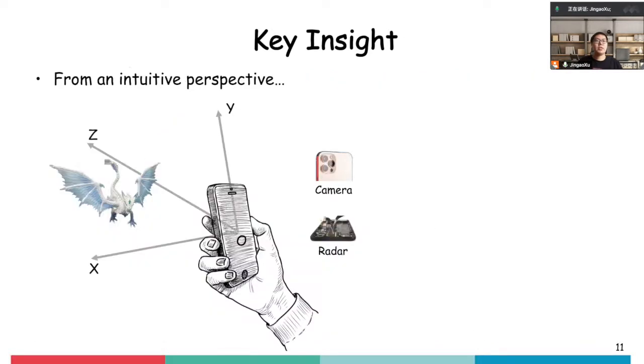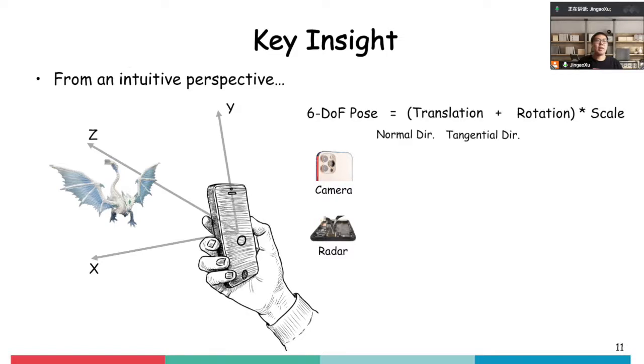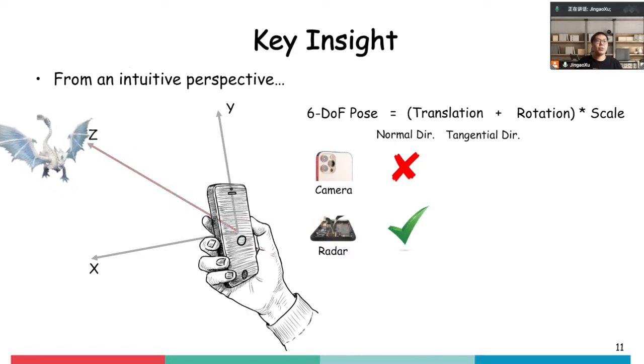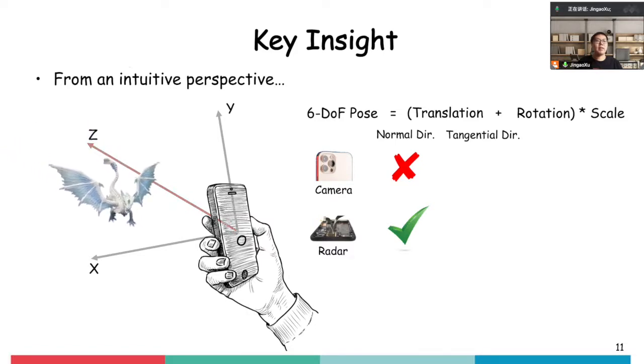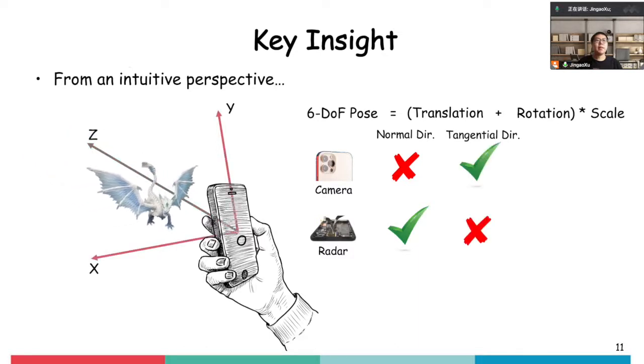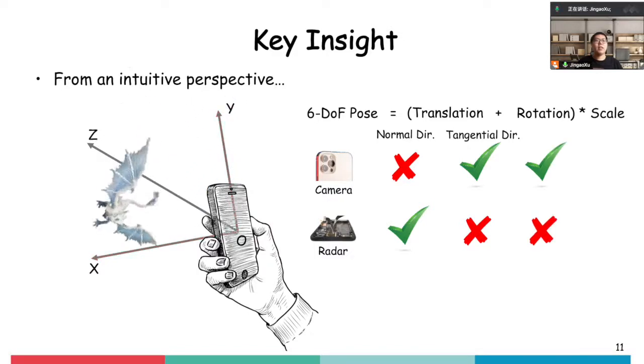Let's think about the rationale behind the effective fusion. The 6 degree of freedom pose can be decoupled into normal translation, tangential translation, rotation, and scale. Among these 4 tasks, the camera and radar have their individual advantages. For example, it is difficult for a monocular camera to measure depth, but the depth can be easily obtained by a ranging radar. In contrast, for the tangential direction, vision-based solutions will accurately track objects by pixel or feature point matching. Further, the vision-based solutions can track the object's rotation.